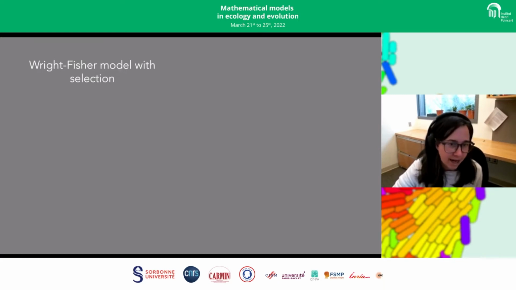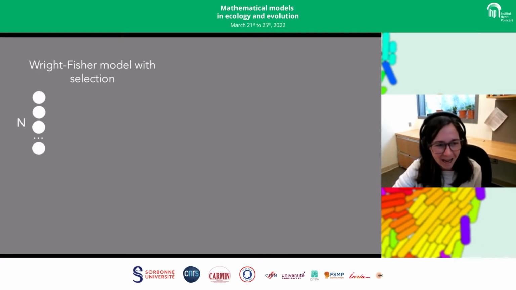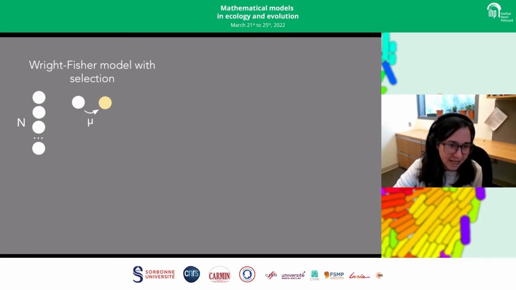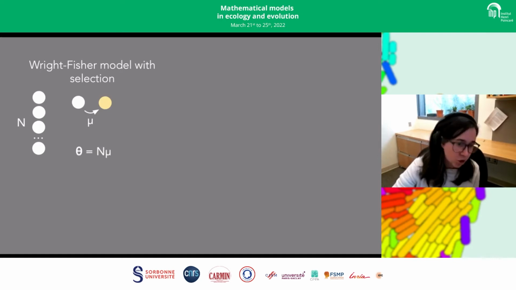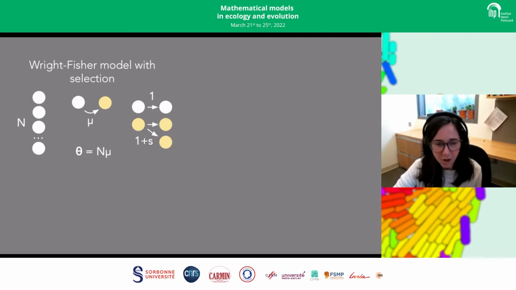I don't need to go through this in detail because I know this is familiar territory for all of you, but we consider a population of n viruses. Each generation, each virus has a probability mu of acquiring a drug resistance mutation. And so the total number of drug resistance mutations entering the population per generation is n times mu, or theta. And these drug resistance mutations confer a selective benefit 1 plus s relative to wild type.